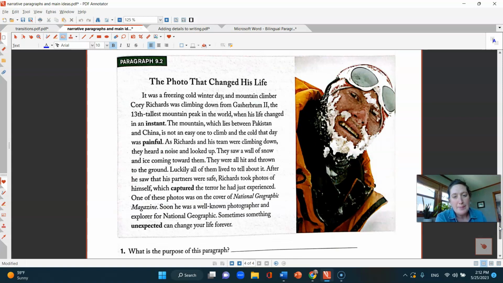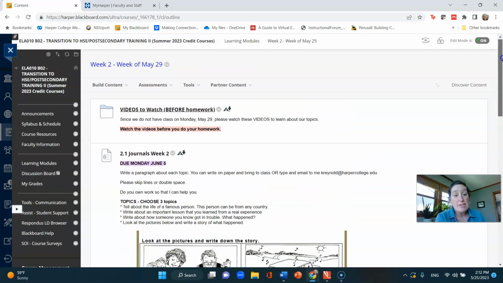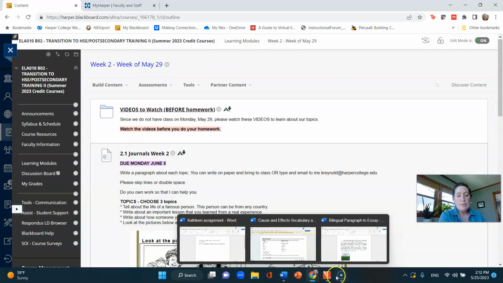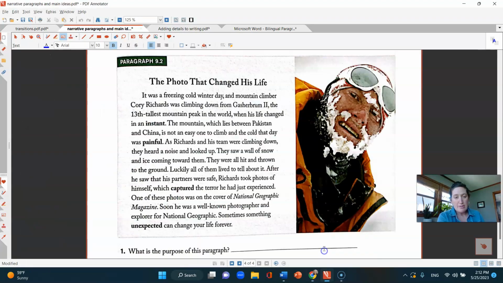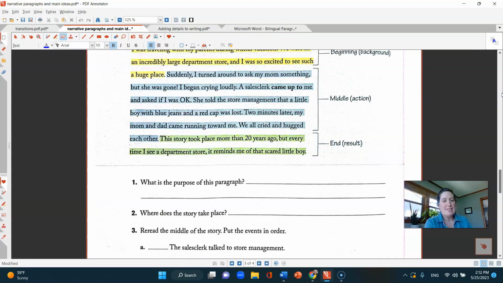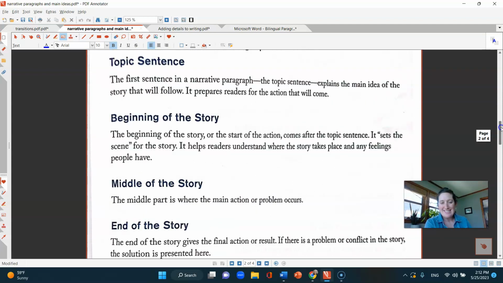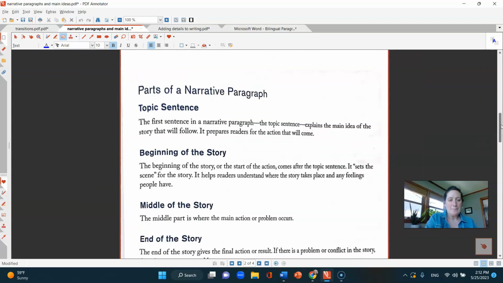So for your homework this week, you will be writing some narrative paragraphs also. So when you create your own narrative paragraph, please try to work on those key parts that are mentioned in this document. Okay, and those are the topic sentence, beginning of the story, middle of the story, and end of the story.